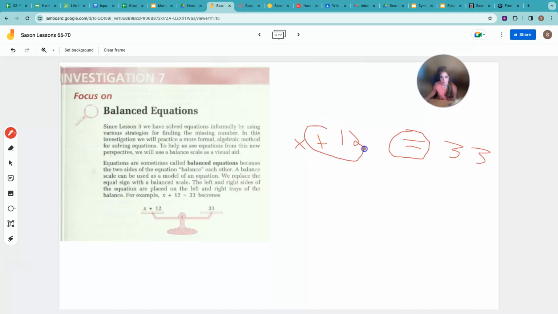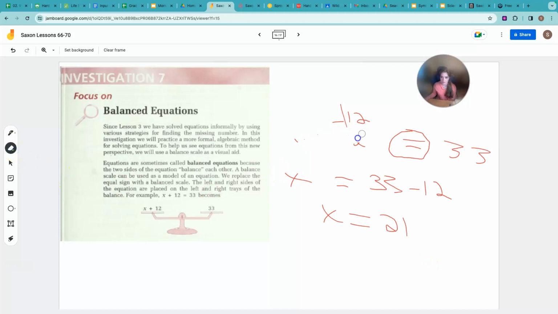When a number goes across the equal sign, it transforms into the opposite. So this is technically a positive 12, right? In order to balance this equation, it has to go over the equal sign, which turns 12 into minus 12. Because 12 minus 12 is equal to 0, that cancels it out on this side. That leaves x, and over here we have 33 minus 12. What's 33 minus 12? Let's check it out. 33 minus 12 is equal to 21. This equation is now balanced. We have x equal to 21.